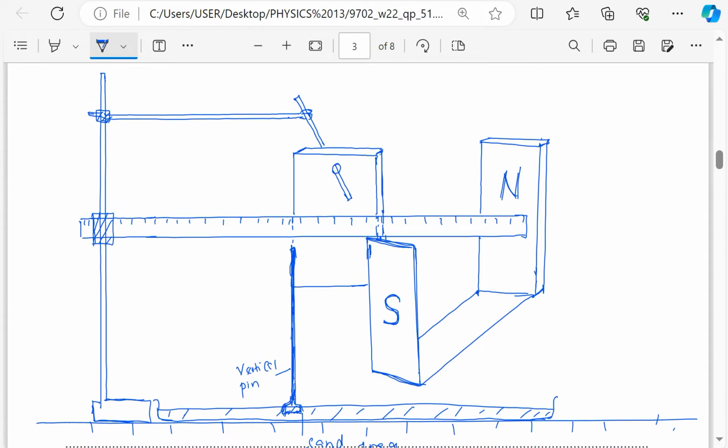Okay, so I've tried my level best to add everything that I needed. So this is going to be a horseshoe magnet. This is going to be a ruler, you can call it a meter rule. This is going to be the stand. Then we have a vertical pin somewhere here. This is going to be the copper sheet.